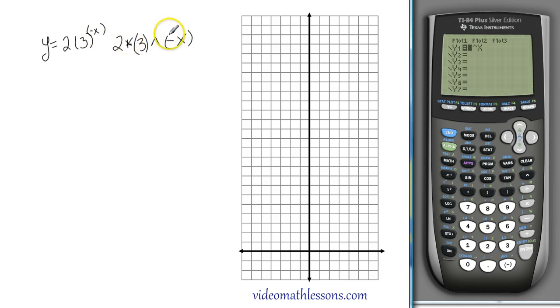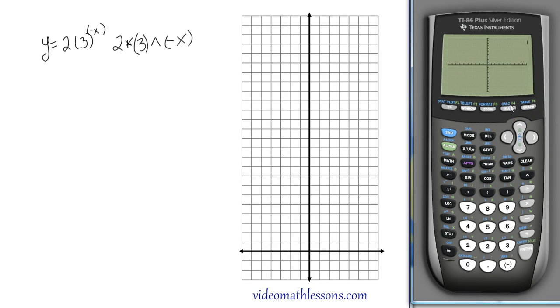Because the next problem we'll have extra stuff up there. So it's just a good habit. So let's type this in: 2 times parenthesis 3 close caret parenthesis negative x. And let's see what happens. I'm going to hit graph just to get an idea of what's going to happen. And we can see now it's an exponential decay. It's going down.